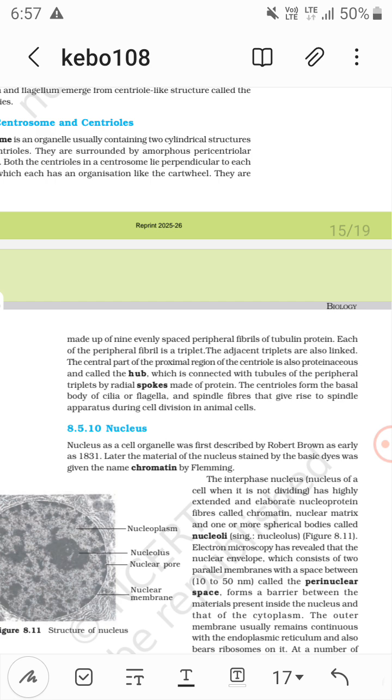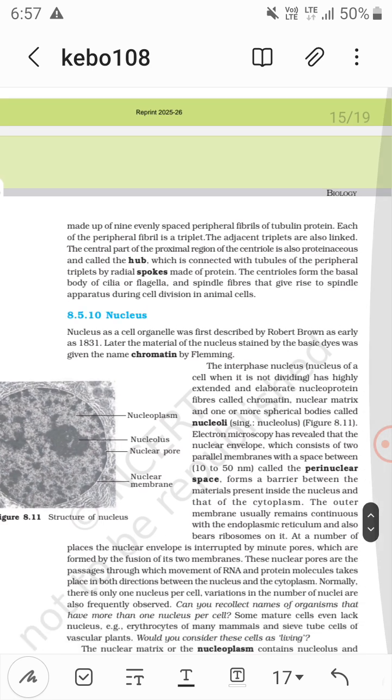Now the centrioles form the basal body of cilia and flagella, and the spindle fibers. So centrioles form the basal body of cilia and flagella, and centrioles also form the spindle fibers that give rise to the spindle apparatus during cell division in animal cells.